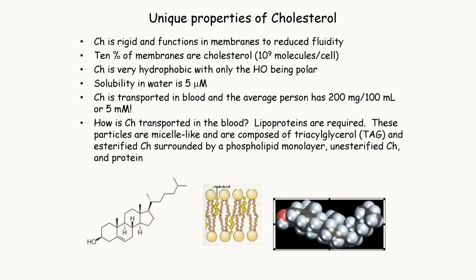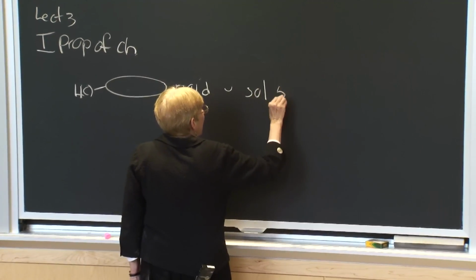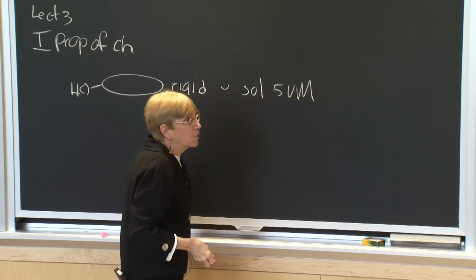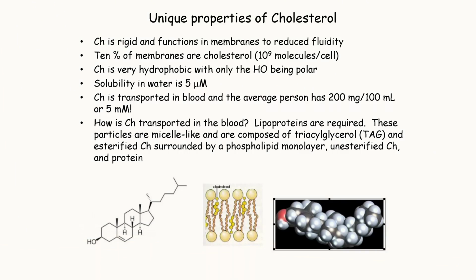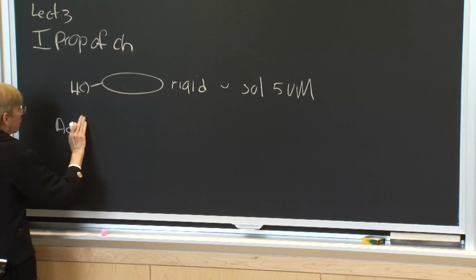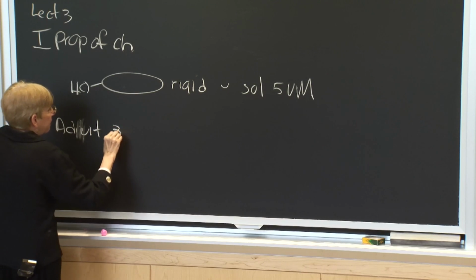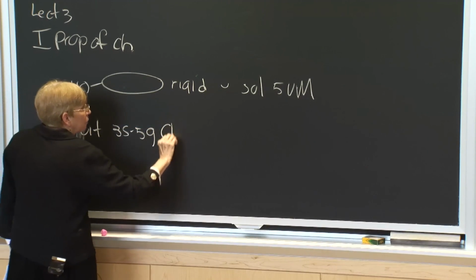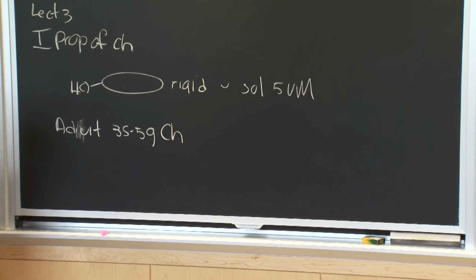10% of the lipids in the membranes are cholesterol. So if you look at this, you would think it wouldn't be very soluble. And in fact, the solubility of this is about 5 micromolar. Okay, so it isn't very soluble. But in fact, as an adult, we each have 35 to 50 grams of cholesterol.